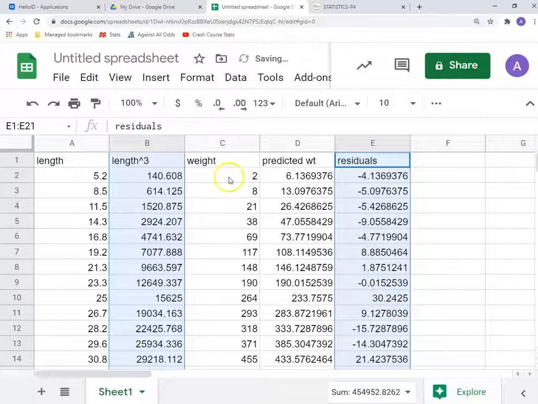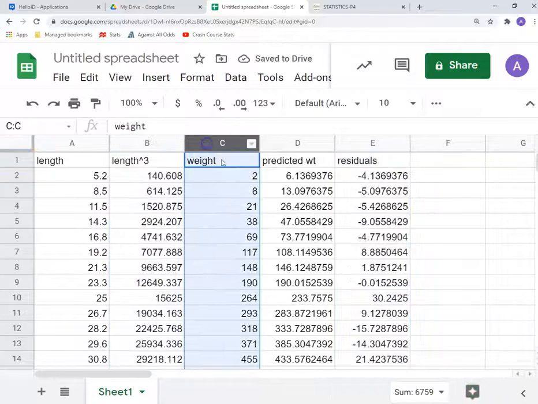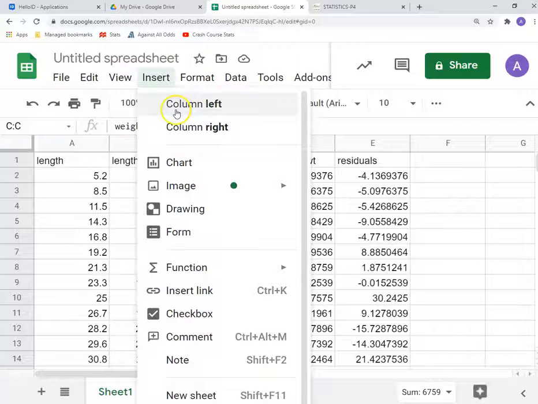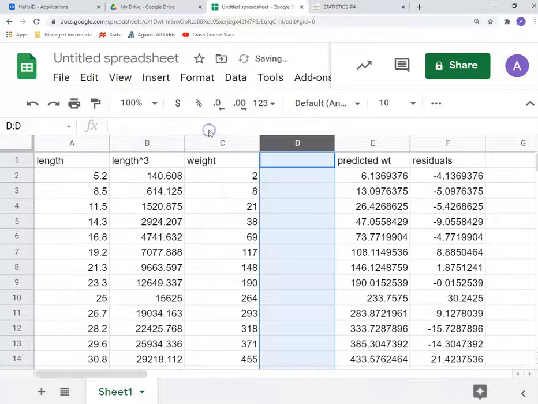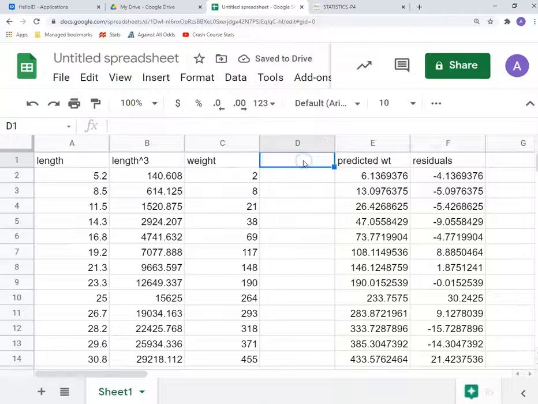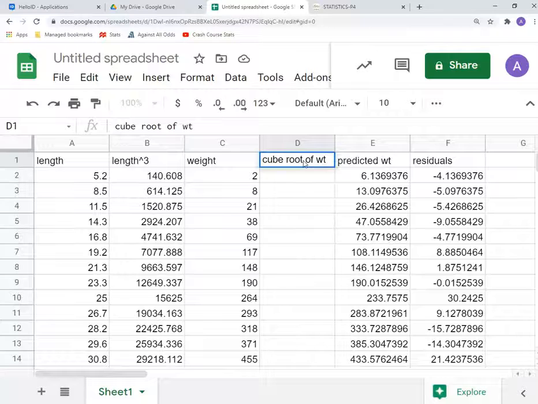So I said that the other thing we could have done was do the cube root of weight. So that's what I'm going to show you. I'm going to show you that if we had done that, it would have worked as well.